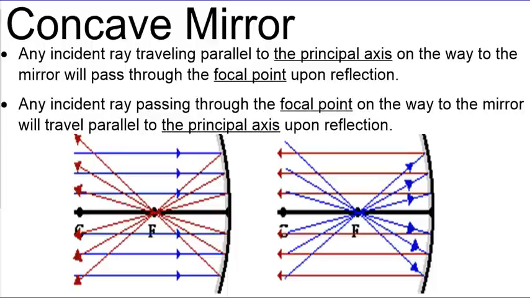Concave mirrors are what we call converging mirrors. So if you look at this diagram on the left, you can see that parallel light rays, when they come in and hit the mirror, will converge together through the focal point. So that's the first principle for concave mirrors. Any incident ray traveling parallel to the principal axis, when it reflects, will go through the focal point. We're going to use this idea for our ray diagrams later. And the other part of this is any incident ray passing through the focal point initially, after it hits the mirror, will then reflect back parallel to the principal axis.